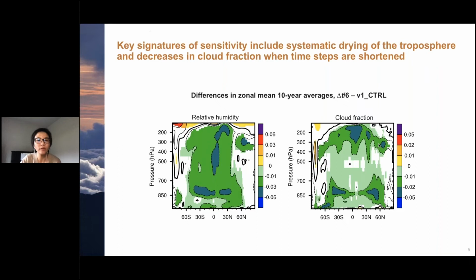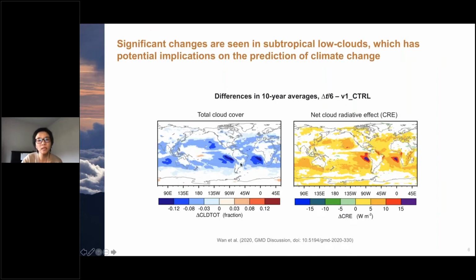And in terms of geographical distribution, the most prominent signal we see is a systematic and rather substantial decrease of total cloud cover in the subtropical region, especially over the ocean. These decreases in relative sense are about 20 to 50% of what we have in the default model. And because we know that these clouds have a strong radiative impact, for example, shown here on the right is the net cloud radiative effect change when we introduce the time step change. So these sensitivities raise the question whether we need to be concerned about the climate change predictions made by our model.